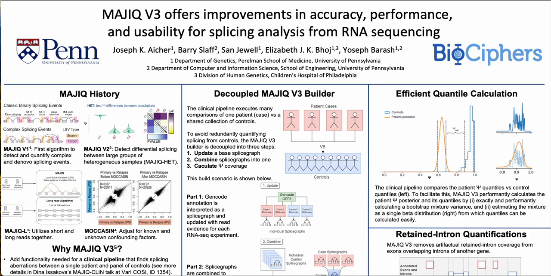MAJIQ V3 offers improvements in accuracy, performance, and usability for splicing analysis from RNA sequencing. This work was led by Joseph Eicher, now an MD PhD and resident at the University of Michigan.